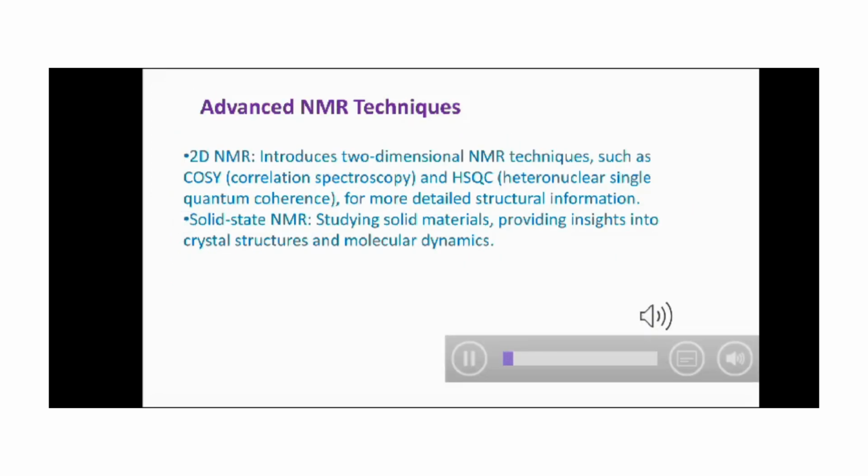Advanced NMR techniques: 2D NMR and solid state NMR. 2D NMR introduces two-dimensional techniques such as COSY, correlation spectroscopy, and HSQC, heteronuclear single quantum coherence, for more detailed structure information. Solid state NMR studies solid materials, providing insights into crystal structures and molecular dynamics.